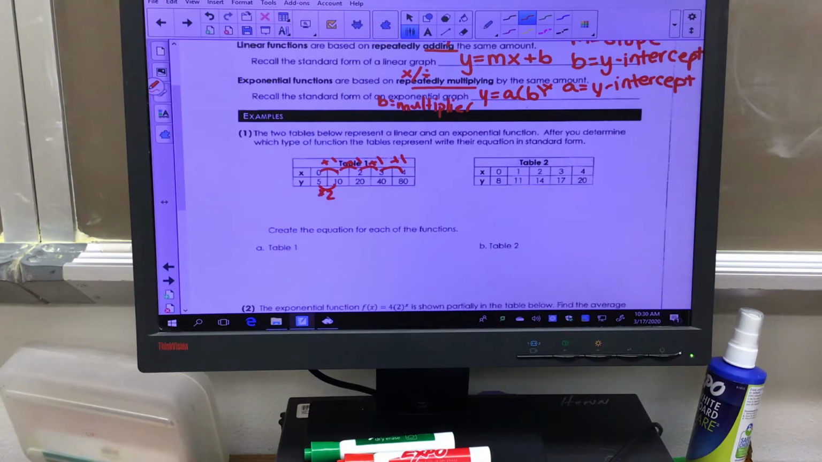Okay. 10 times 2 is 20. 20 times 2 is 40. 40 times 2 is 80. So, okay, I got my pattern. It's times 2, so I know this has to be exponential.